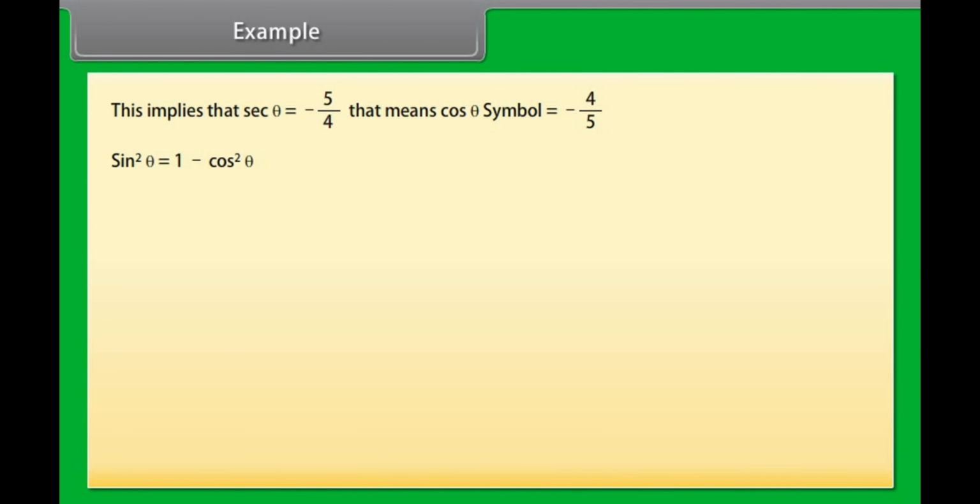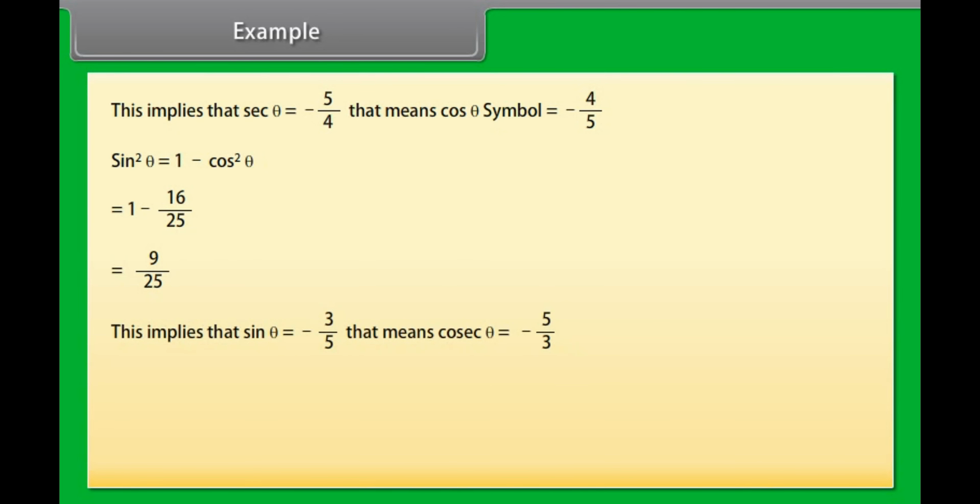Sin square of theta is equal to 1 minus cos square of theta, which is equal to 1 minus 16 by 25, which is equal to 9 by 25. This implies that sin of theta is equal to minus 3 by 5. That means cosec of theta is equal to minus 5 by 3.